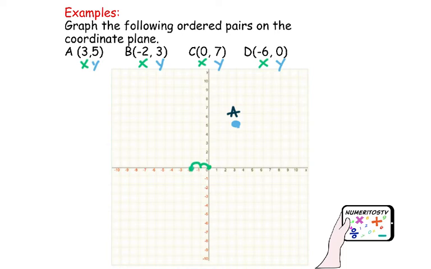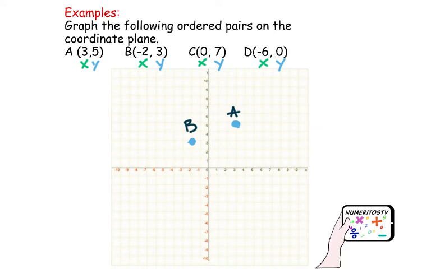So now I'm there. From there, I'm going to do my y movement, that in this case is 3 positive. So from there, I'm going to jump 3 units. 1, 2, 3. And I draw my point. I can erase all this mess. That was just for reference. And this will be my ordered pair B.